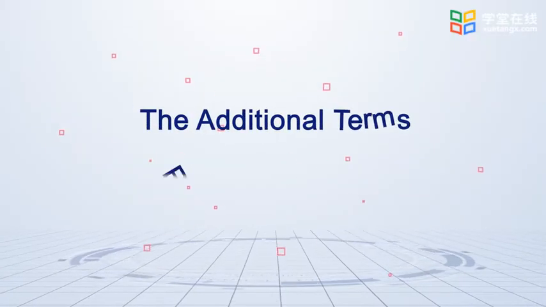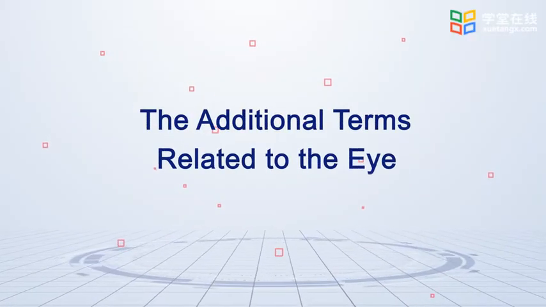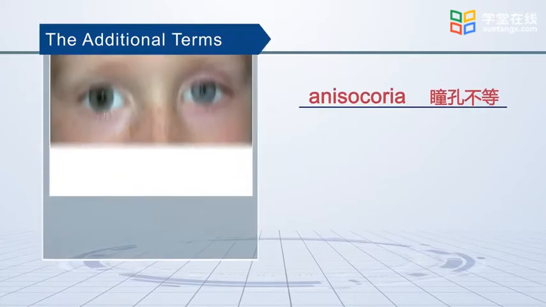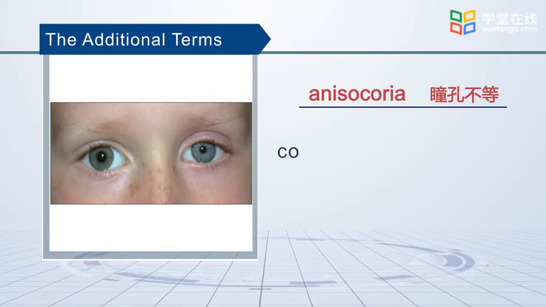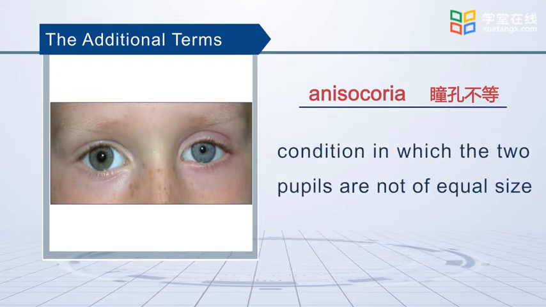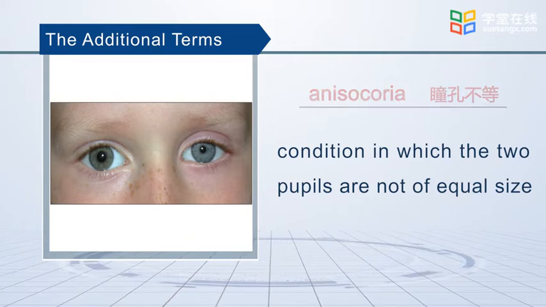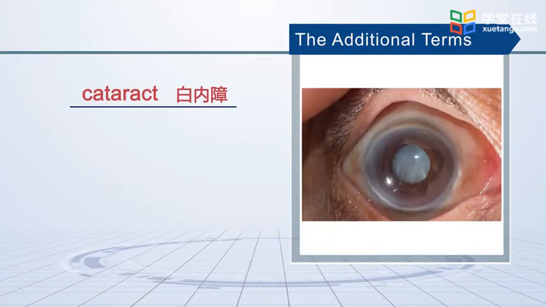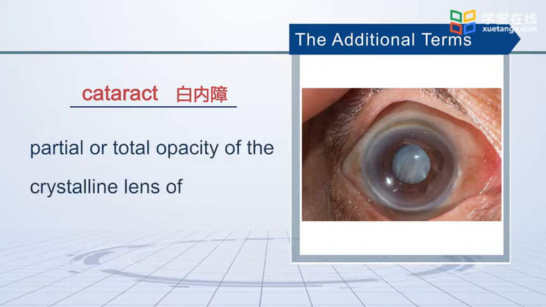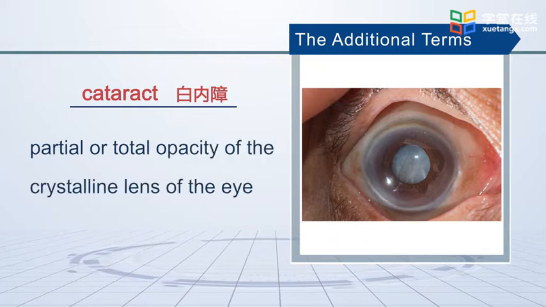Let's talk about the additional terms related to the eye. Anisocoria is a condition in which the two pupils are not of equal size. Cataract. It is the partial or total opacity of the crystalline lens of the eye.